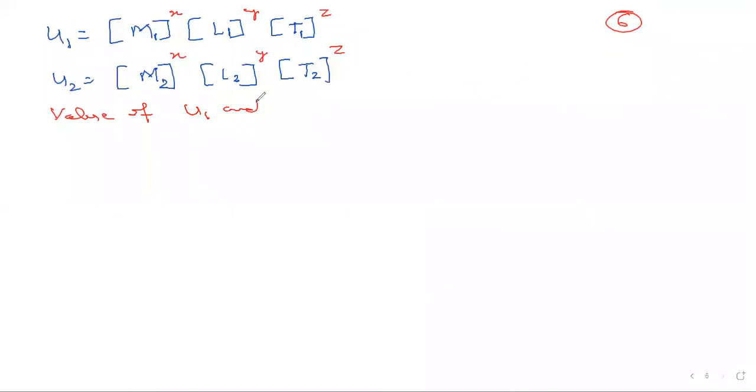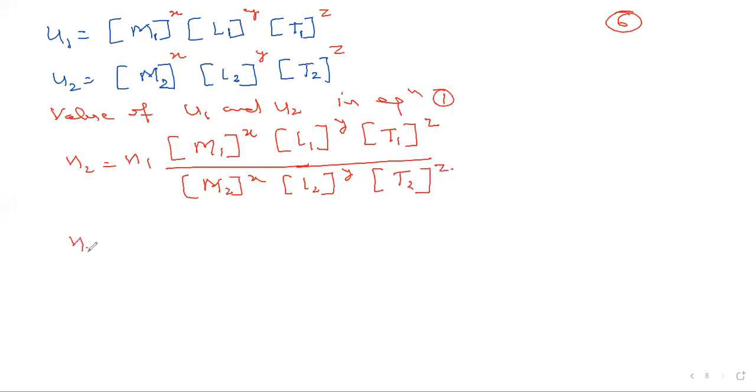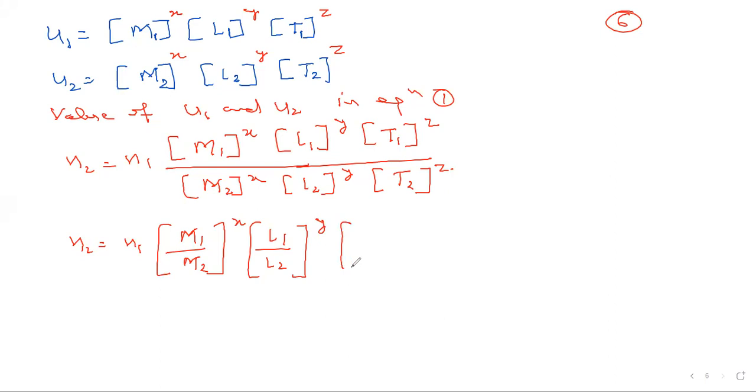Value of U1 and U2 in equation 1. So N2 will be N1, where U1 is M1 to the power X, L1 to the power Y, P1 to the power Z, upon U2, which is M2 to the power X, L2 to the power Y, P2 to the power Z. This can be taken as N2 equal to N1 into M1 upon M2 whole power X, L1 upon L2 whole power Y, P1 upon P2 whole power Z. This is the required formula which will be used.